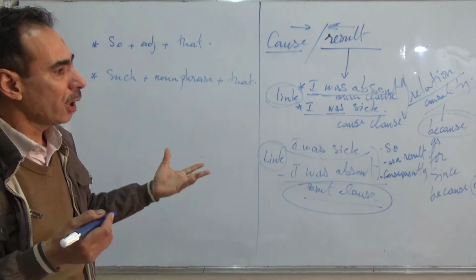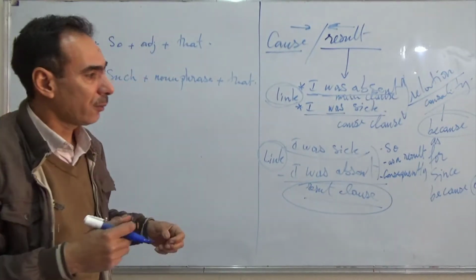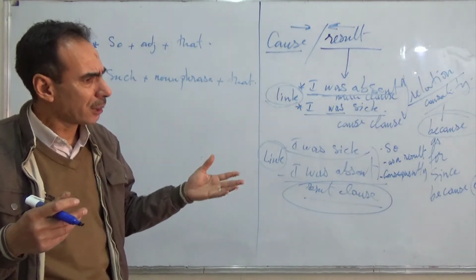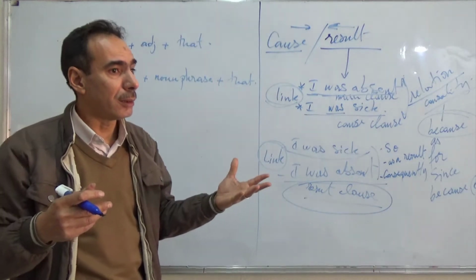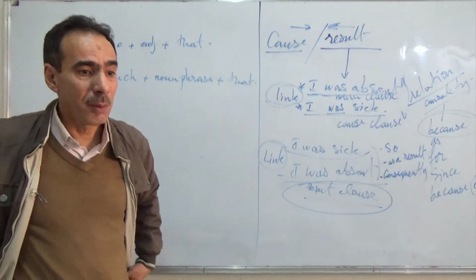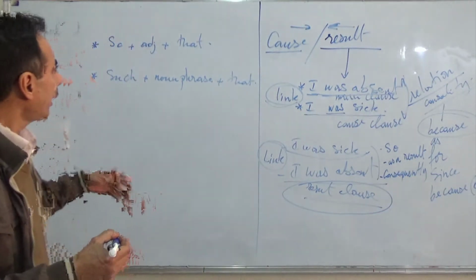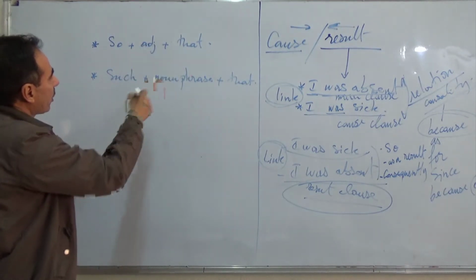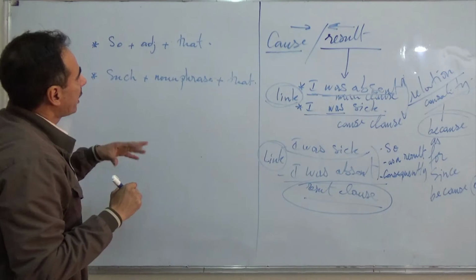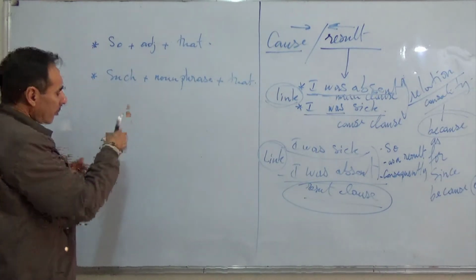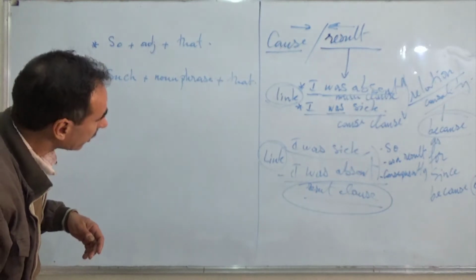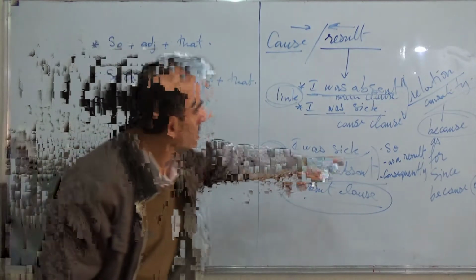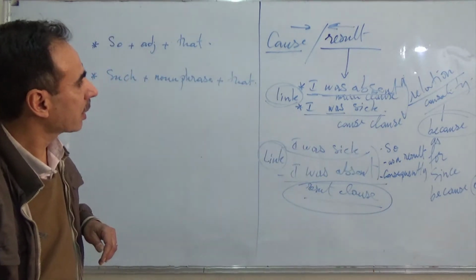But what is the aim of using different structures? First, this is due to the fact that we sometimes wish to express things differently, in different ways. Here, for example, so plus adjective plus that, or such plus noun phrase plus that, are also used to introduce the result. But what is the difference between using these and using so, as a result, and consequently?